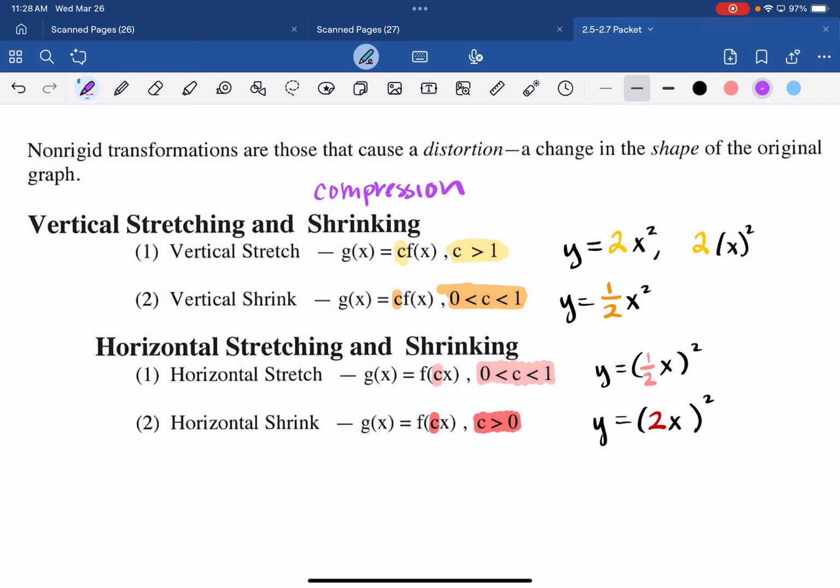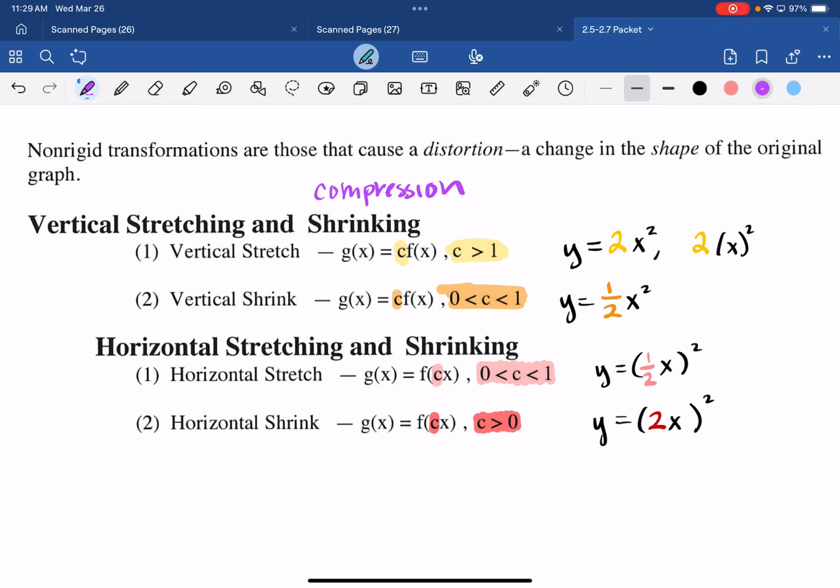If you notice my examples over here, I used the same numbers on purpose. For a vertical stretch, I have numbers bigger than 1 out front. For a shrink or a compression, I have a fraction. It's opposite when it comes to horizontal.